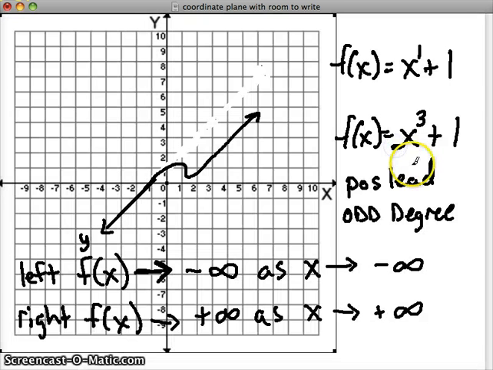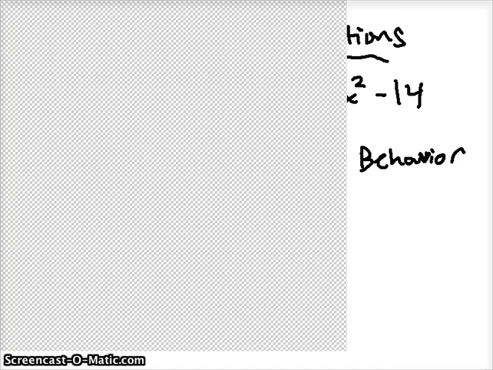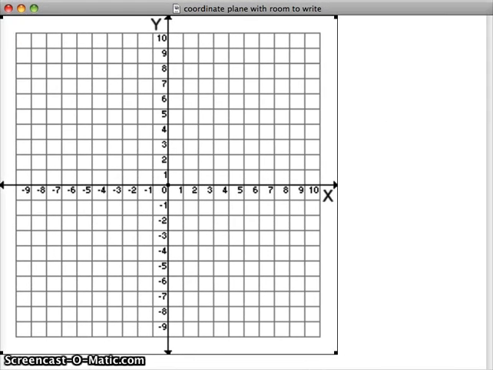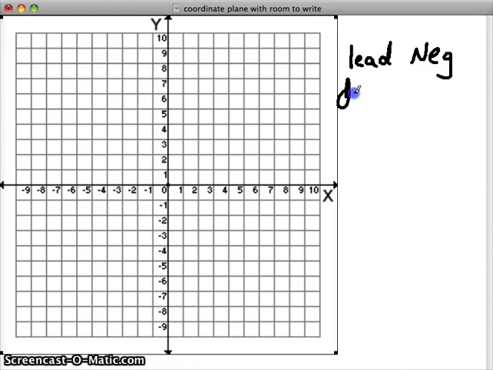Anytime this number in front is a positive number, and this degree right here is an odd number, this will be your end behavior description every time. Alright, let's change it up just slightly. This time I'm going to have a negative leading coefficient, but I'm going to keep my degree odd. Okay, so let's say our leading coefficient is now negative, and our degree is still odd.